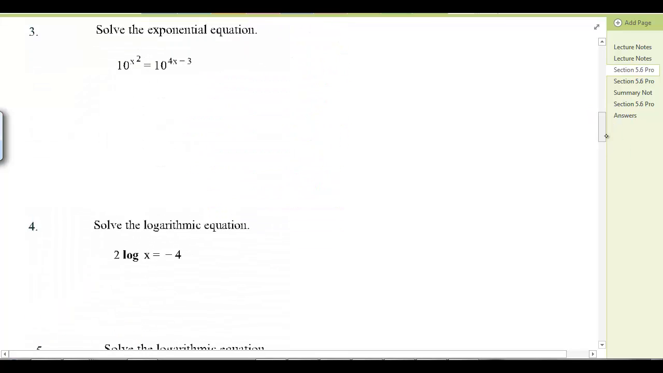All right, number 3, solve the exponential equation. Since the bases are the same and we're saying this one's equal to this one, then it should make sense that if the bases are equal, then these exponents have to be equal. So we can just drop the bases, and we'll have x squared equals 4x minus 3. So we have a quadratic. We know that we need to get everything on one side and 0 on the other. So we would have x squared minus 4x plus 3 equals 0.